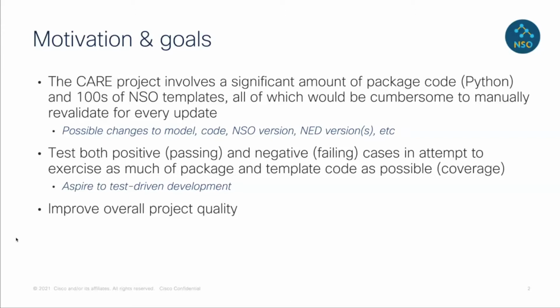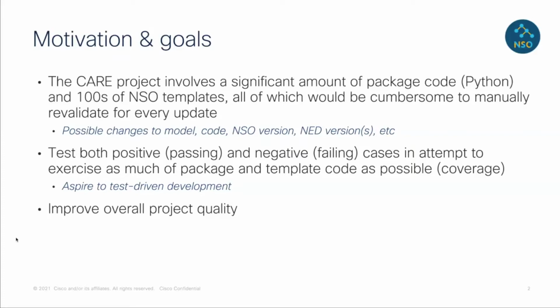includes both Python-based package code and, of course, XML-based templates. And I think there's currently over a couple of thousand lines of Python code, and the templates at this point are over 70,000 lines. And of course, the templates have their own logic with blocks of processing instructions handled by NSO's template engine. And as you can imagine, all this would be really difficult to test manually whenever a change is made to any part of that.